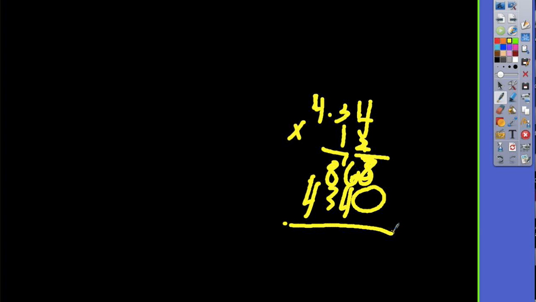So then I add. 8 plus 0 is 8. 6 plus 4, 10. Plus 1. 8 plus 3 is 11. Plus 1 is 12. Add the 1. 4 plus 1 is 5. Then, since there's 2 numbers behind the decimal, you put the decimal right here. Alright.